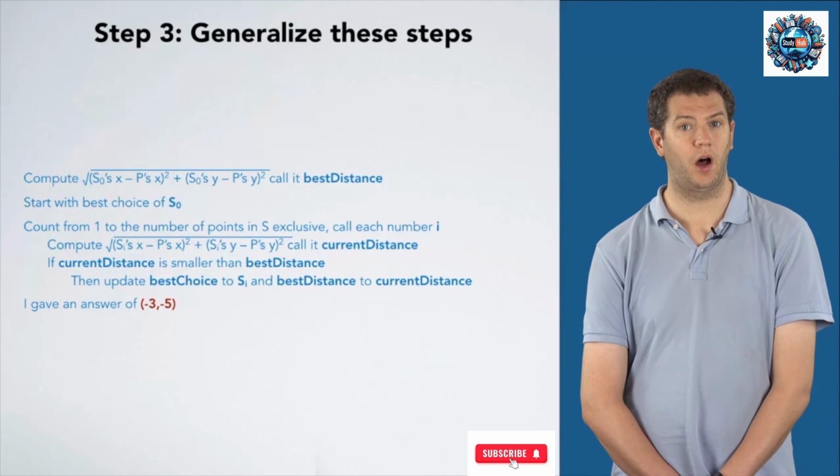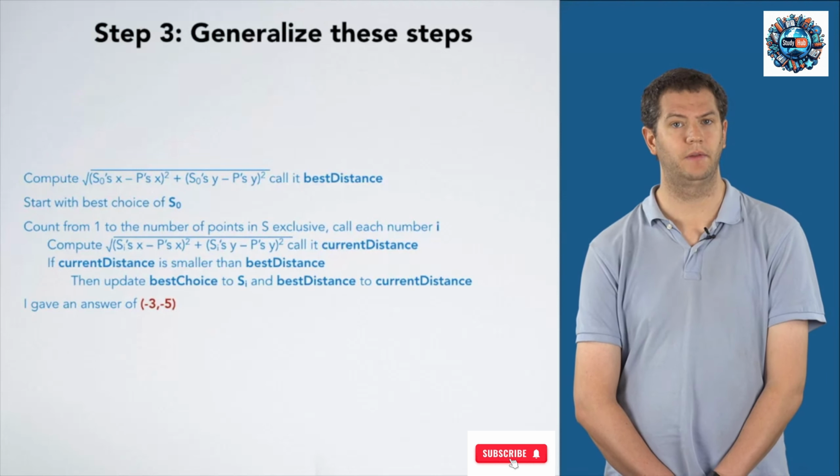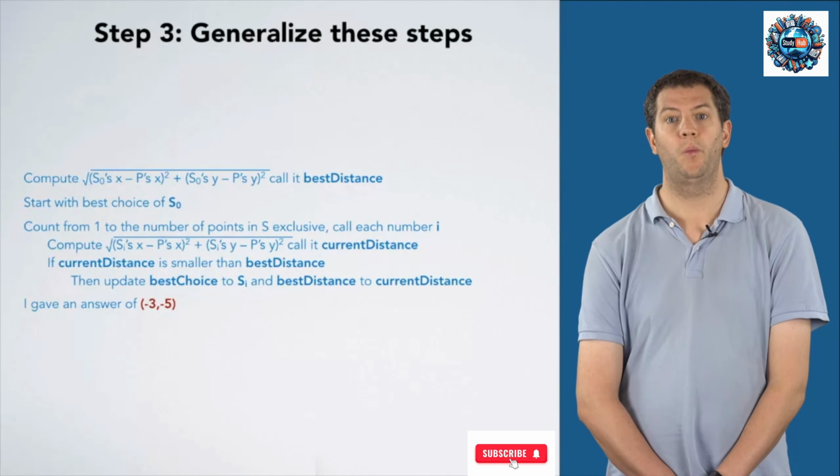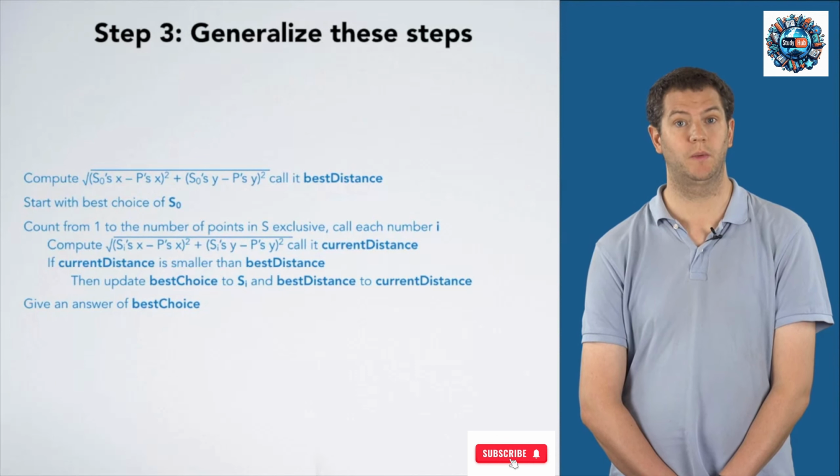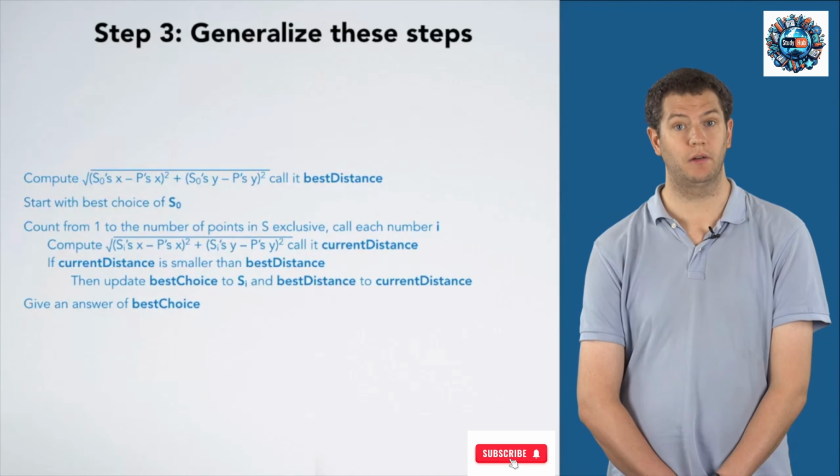The answer is not always going to be -3, -5. Why did we say that? Well, the answer was the best choice when we finished counting. So in general, we'll give an answer of best choice.